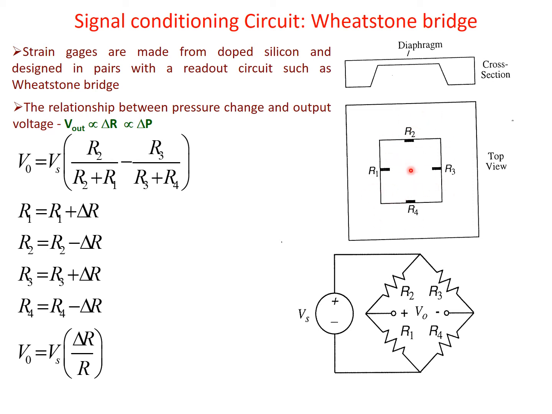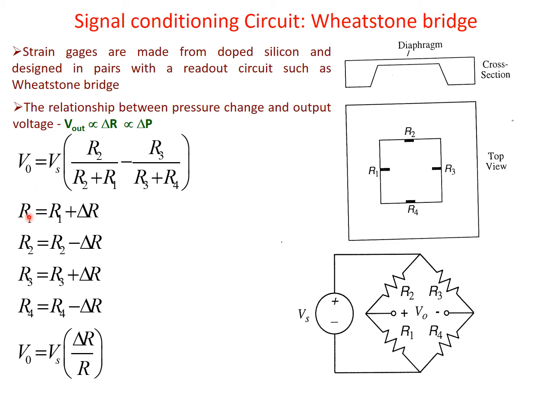If we consider that at the middle we are applying some compressive pressure, then what will happen? R1 and R3 will be elongated along their length, so R1 and R3 values will increase, whereas R2 and R4 will be elongated along their width, so their values will decrease. As we said, the strain gauges are made from doped silicon and designed in pairs with a readout circuit like the Wheatstone bridge.